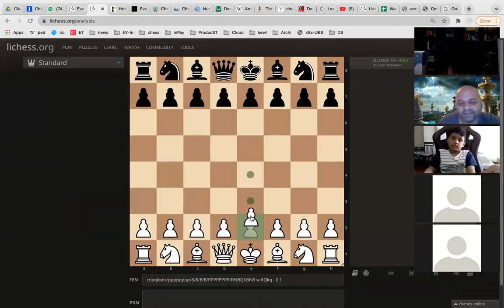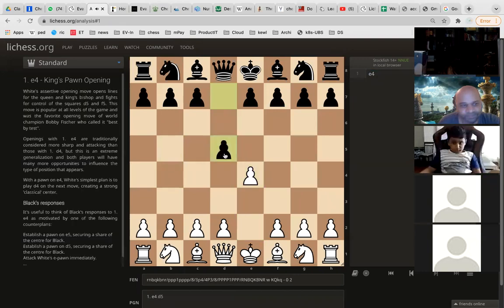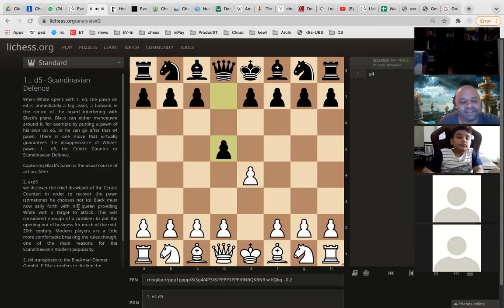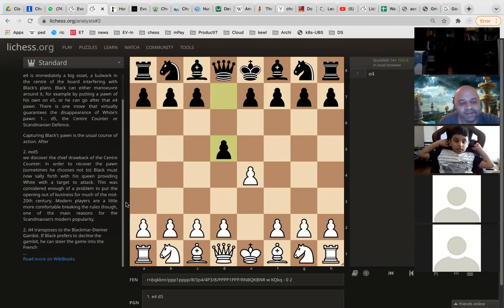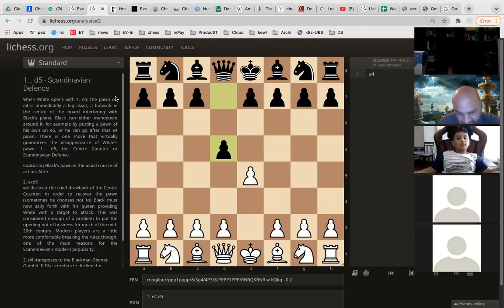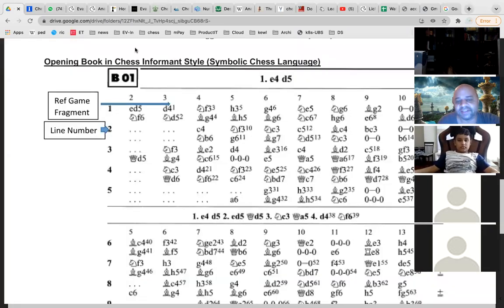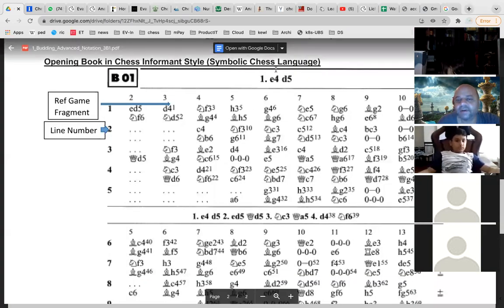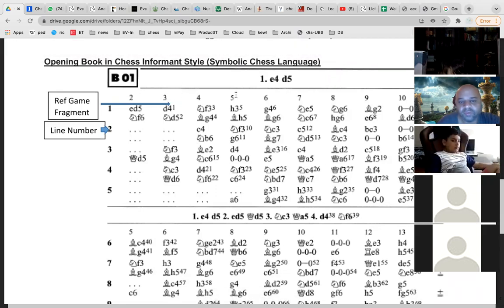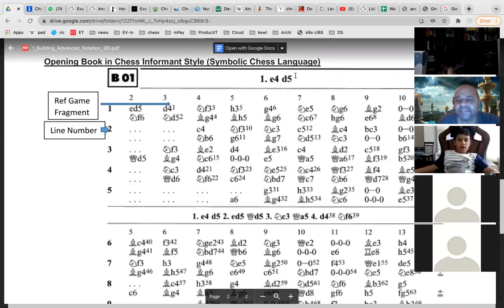E4 D5 means E4 D5. Scandinavian defense, right? Here, you can read up in Lichess what happens in the Scandinavian. But everything after this, they have described it. So you will see that this is ending in 1. So the columns are ending in 2, 3, 4, 5, 6, 7, 8, 9, 10, like this they are going. Means they are the moves.